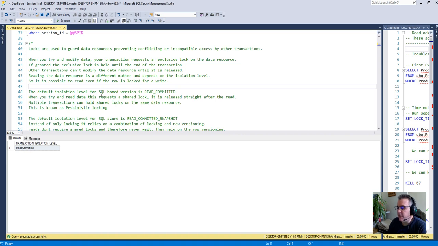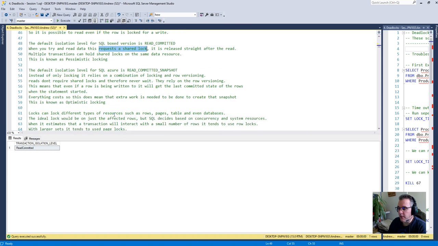The default isolation level for the SQL boxed version is read committed. So yeah, the off-the-shelf box version of SQL Server, not Azure. The isolation level is read committed. When you try to read data, this requests a shared lock. It is released straight after the read. Multiple transactions can hold shared locks on the same data resource, and this is known as pessimistic locking.